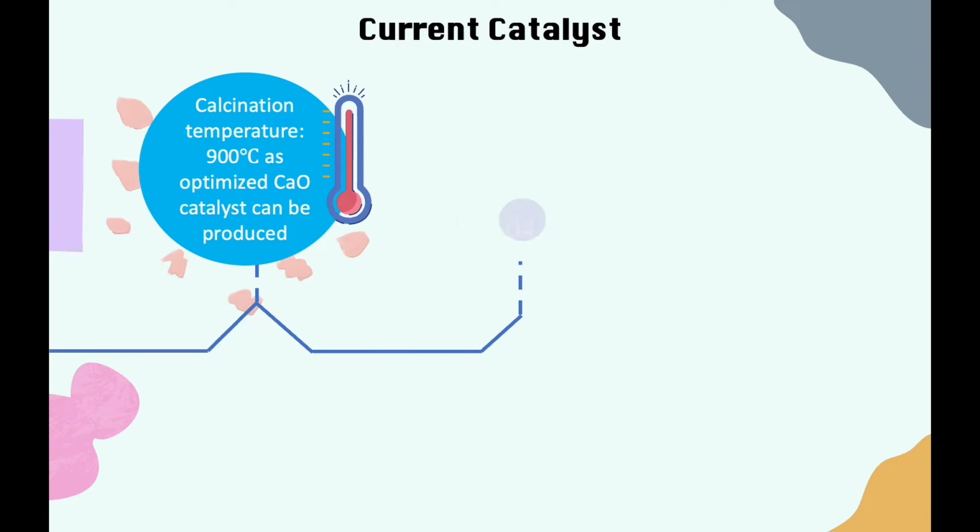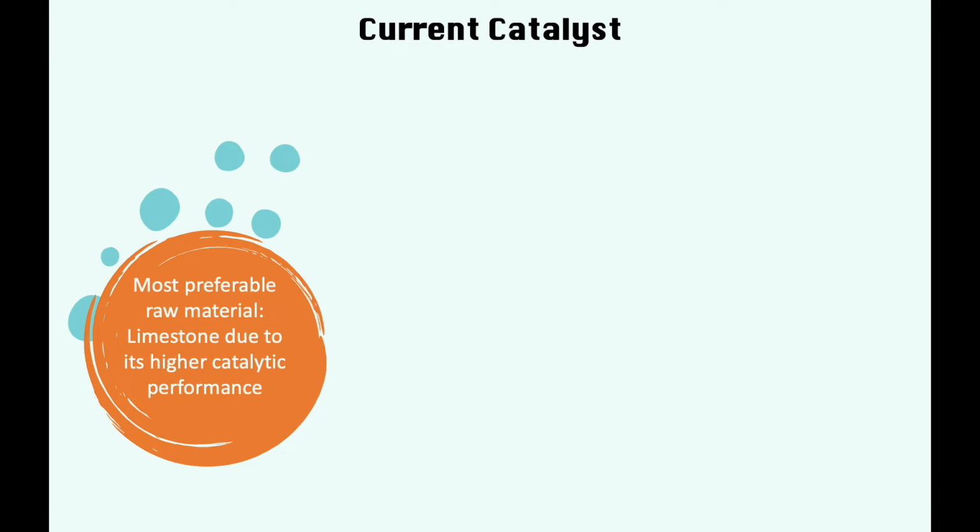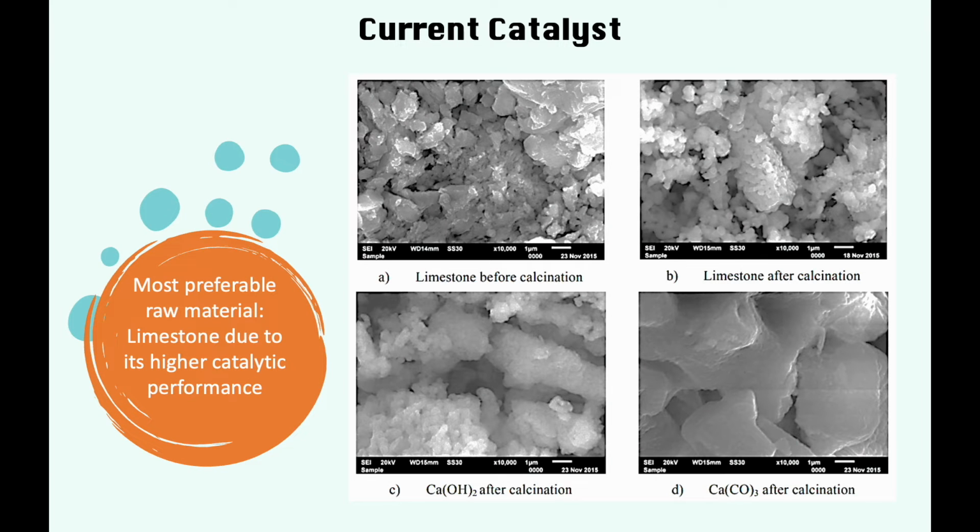The same procedure was carried out to synthesize calcium oxide catalyst using calcium carbonate and calcium hydroxide. However, limestone is more preferable as the raw material for the synthesis of calcium oxide catalyst, as it gives a higher performance than the calcium oxide catalyst prepared from other raw materials.